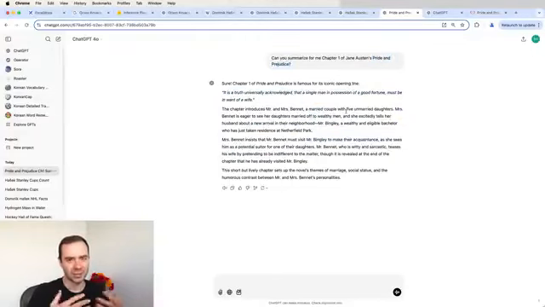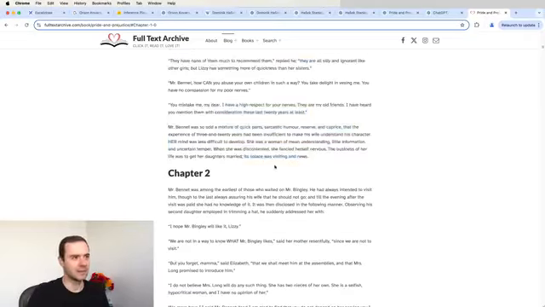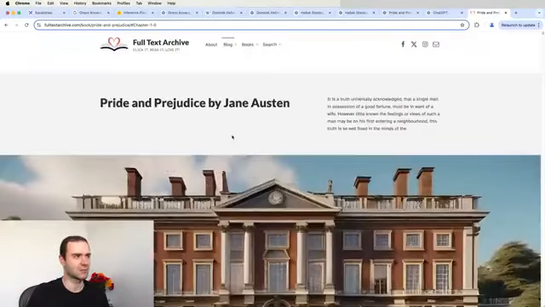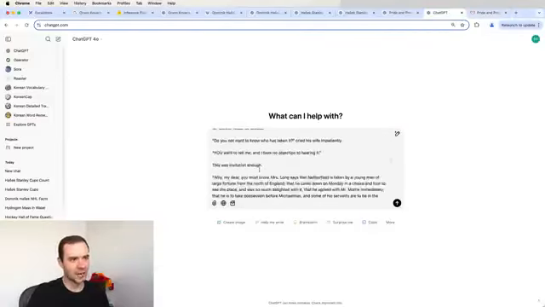But usually when I actually interact with LLMs and I want them to recall specific things, it always works better if you just give it to them. So I think a much better prompt would be something like this. Can you summarize for me chapter 1 of Jane Austen's Pride and Prejudice? And then I am attaching it below for your reference. Then I use a delimiter here and I paste it in. I just copy pasted it from some website that I found, so copy pasting the chapter 1 here.